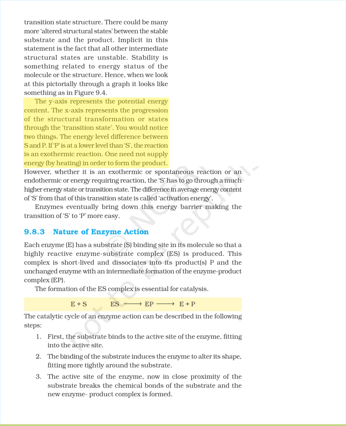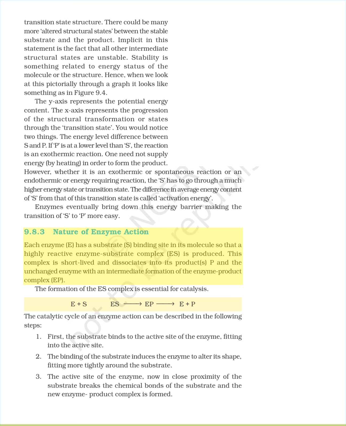You would notice two things. The energy level difference between S and P. If P is at a lower level than S, the reaction is an exothermic reaction. One need not supply energy, by heating, in order to form the product. However, whether it is an exothermic or spontaneous reaction or an endothermic or energy-requiring reaction, the S has to go through a much higher energy state or transition state. The difference in average energy content of S from that of this transition state is called activation energy. Enzymes eventually bring down this energy barrier, making the transition of S to P more easy.